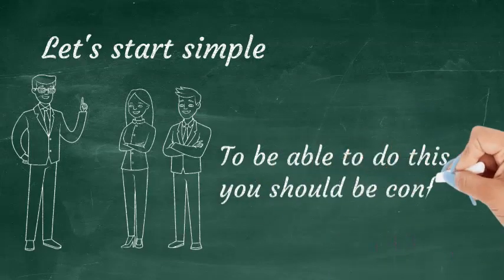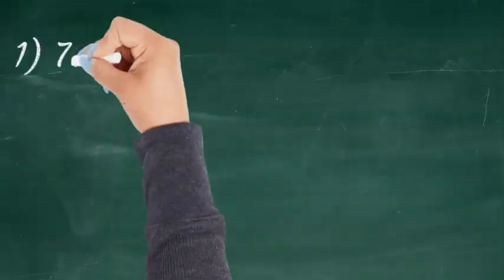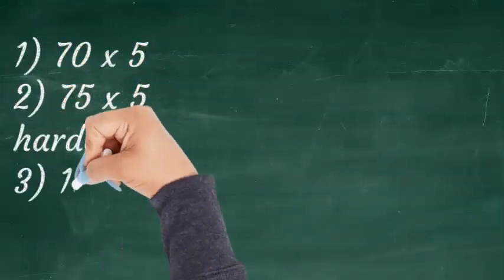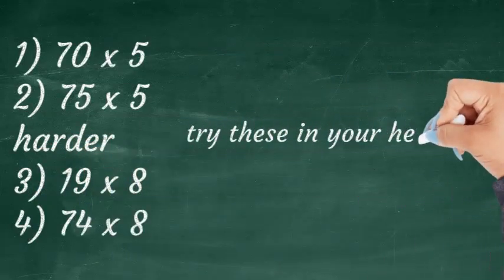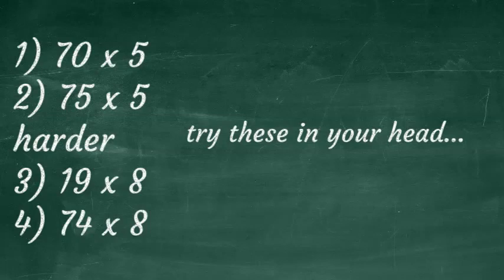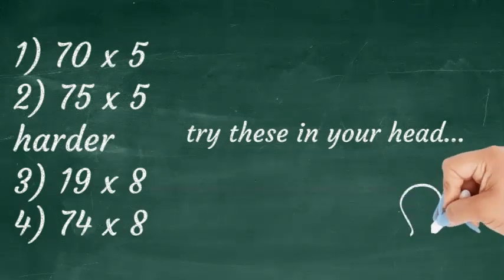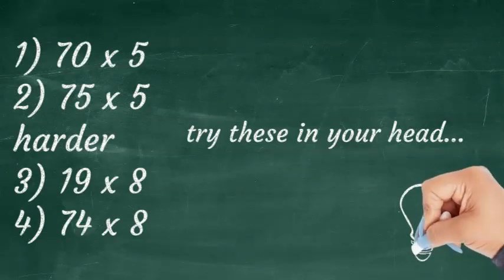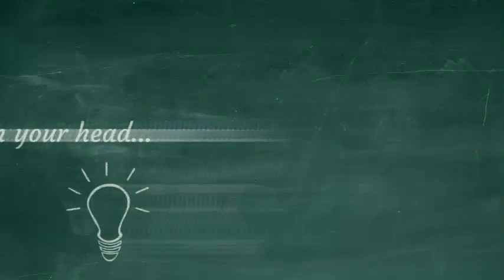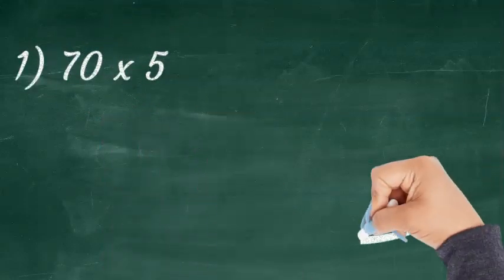You should be confident with your multiplications from 1 to 12. So here are some questions. Write these down if you need to. Try these in your head. You can use paper if you want to. Tough, right? Well, let's start with 1.